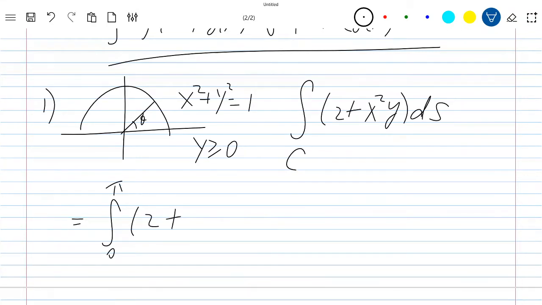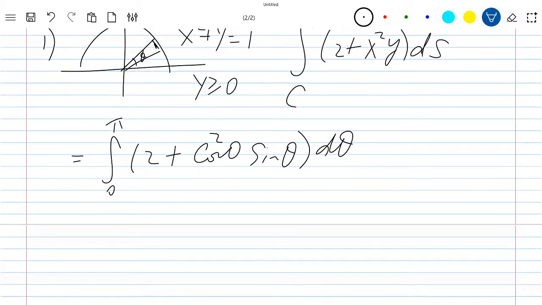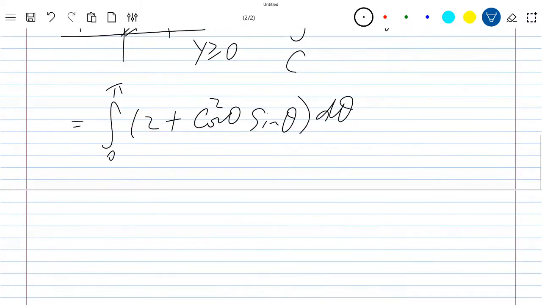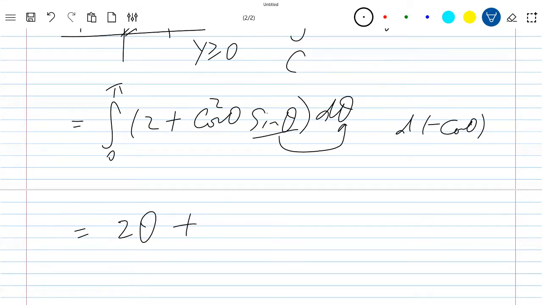And the integrand is, well, what is x? Remember, this (x, y) is on the unit circle. So x is cosine theta, y is sine theta, and ds is just the length, which is just d theta. Okay, and that's very simple. So the integral is 2 theta plus, and you can merge this with that, so you get a d of negative cosine theta. Then you just use substitution. You get cosine theta cubed over 3, but there are negative signs, so it's negative, and plug in 0 and pi.